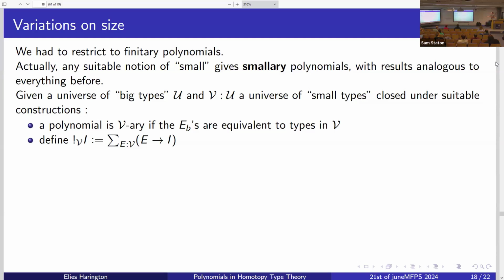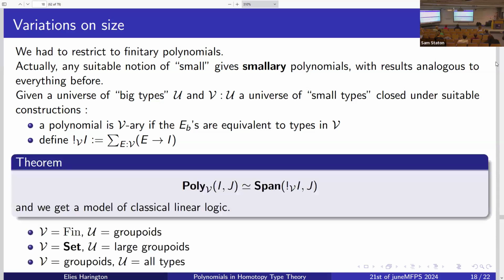constructions, you can define polynomials to be V-small if all the exponents are types in V, and you can define bang with respect to V to be the pairs of a V-small type E together with a coloring by I. And then you will get exactly the same result as before, that V-small polynomials between I and J correspond to spans between bang V I and J. And you also get the Seely category and the model of classical linear logic, the compact closedness, and all of this. And so I've written just a few examples below.